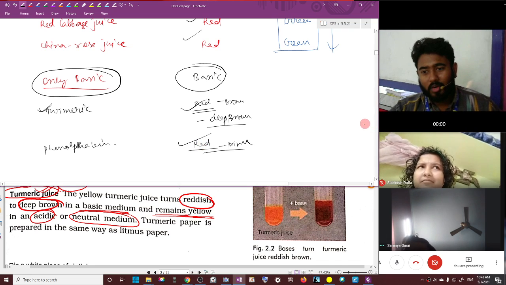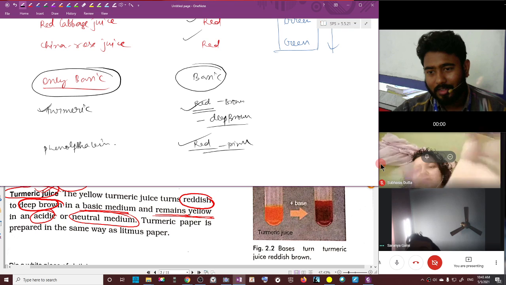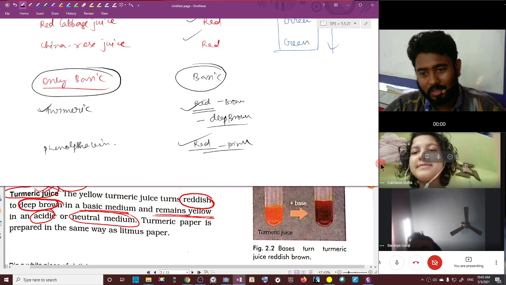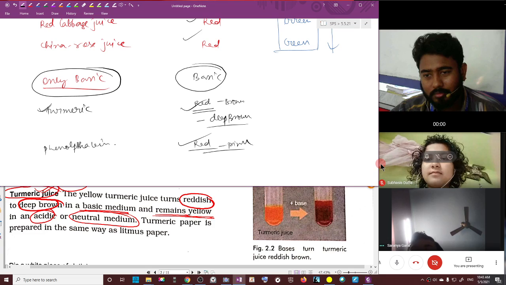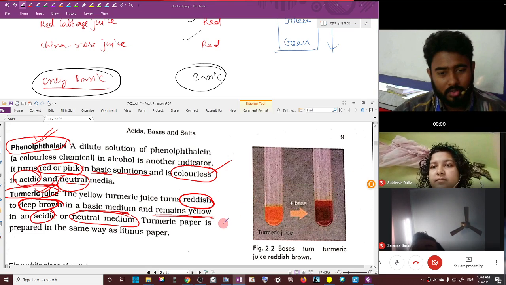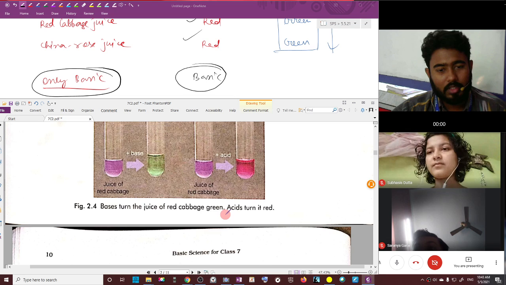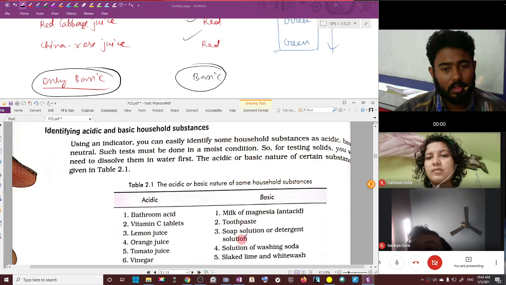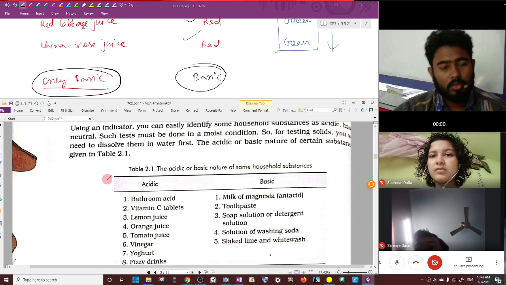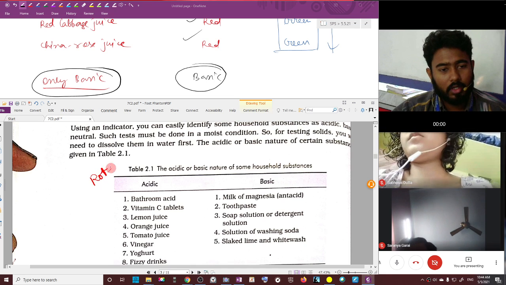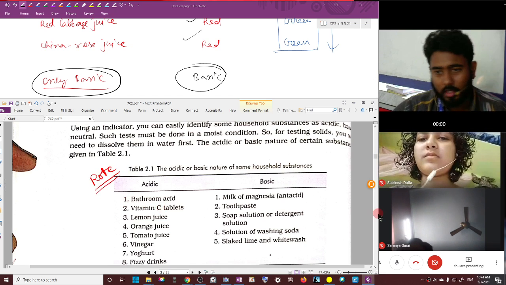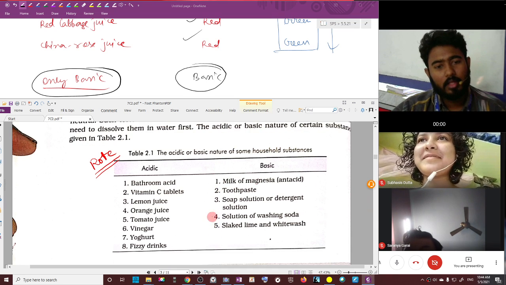So will you forget it again? No, sir. Okay. Will Sharon forget it again? No, sir. Okay. Now we have done this one. Now you need to rote these things. What does rote mean? Rote means mukhastha kora. So you need to rote these things.